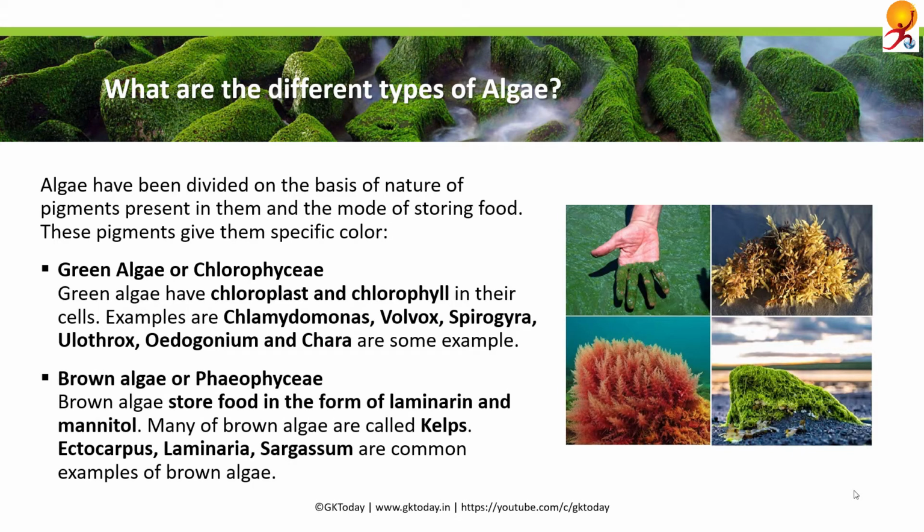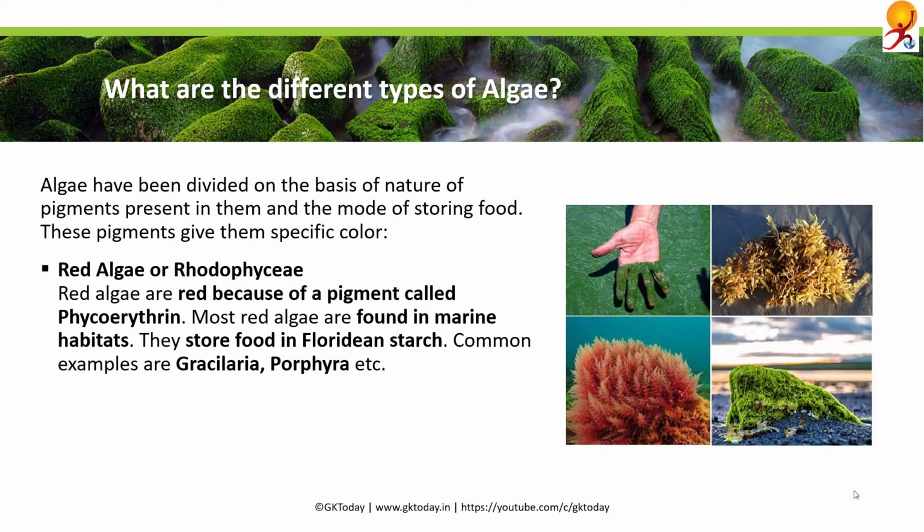Brown algae or Phaeophyceae. Brown algae store food in the form of laminarin and mannitol. Many of the brown algae are called kelps. Ectocarpus, Laminaria and Sargassum are some common examples. Red algae or Rhodophyceae. Red algae are red because of a pigment called phycoerythrin. Most red algae are found in marine habitats. They store food as Floridean starch. Common examples would be Gracilaria and Porphyra.